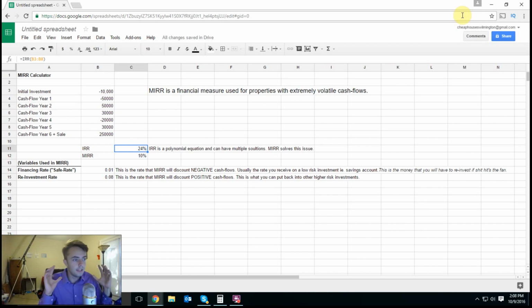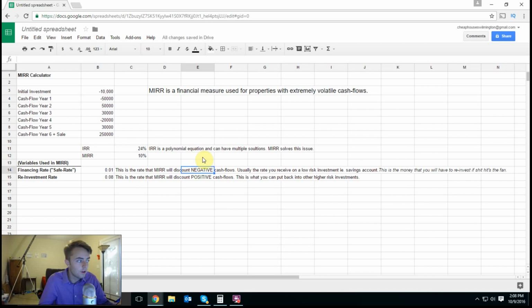The two things they added were the financing rate, or the safe rate, and the reinvestment rate. People get tripped up with these two extra variables, but just look at it like this. The financing rate, aka the safe rate, is what is used to discount the negative cash flows. If you remember anything, just remember this: the safe rate is used for negative cash flows. And it kind of makes sense.